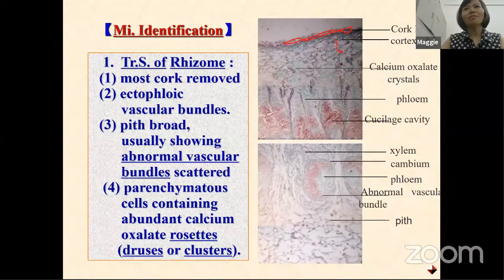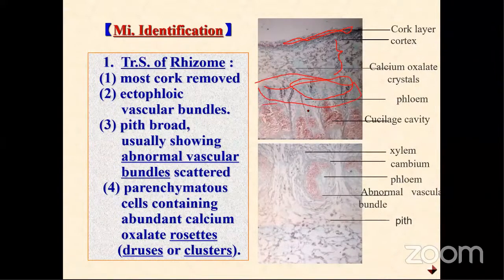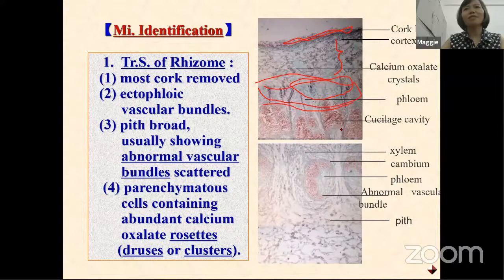This part belongs to cortex. And from this part, they are phloem and the cambium, and this part is xylem. And the center is pith.